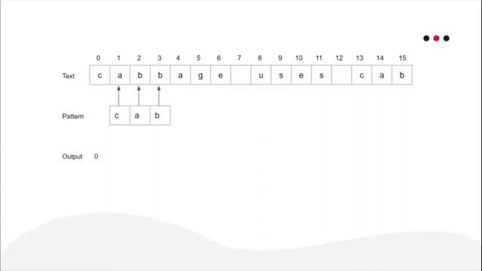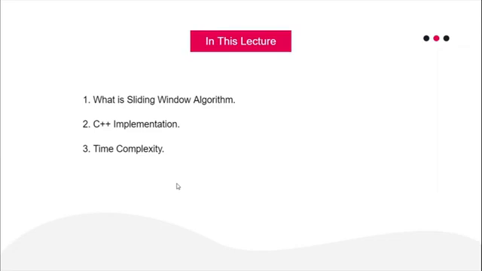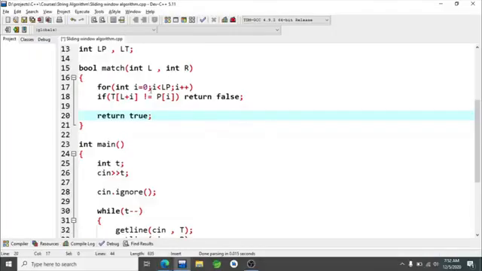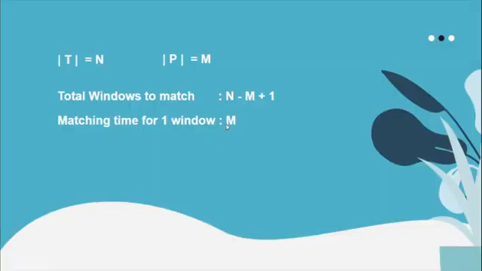Now that we have seen the C++ implementation, it's time for time complexity. See, if the length of text is n and length of pattern is m, then the total number of windows to match would be n minus m plus 1, and to match a single window we are required to perform m operations, because we are running a loop from 0 to length of pattern, right? And that is why matching one window requires this much time. So to match these many windows you require m times n minus m plus 1.